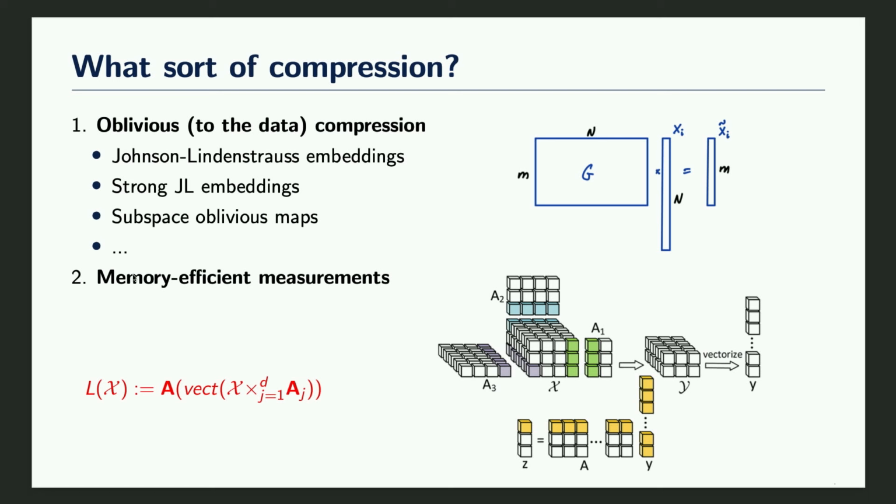You shouldn't pay too much attention to the second stage. After you do compression once, you could vectorize and do the second stage. But you don't want to take the big tensor, vectorize it, and hit it with an IID matrix. It would be too big to store. It would be too heavy, too expensive. Okay?